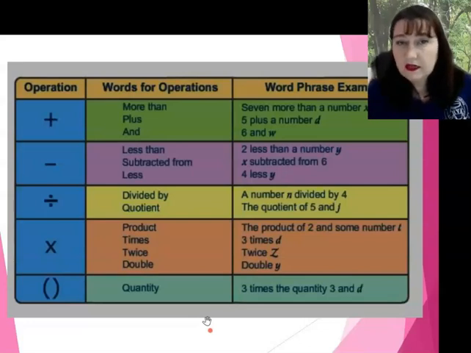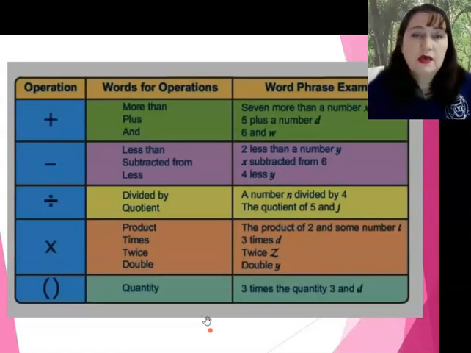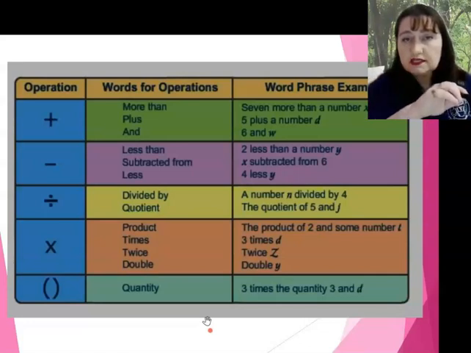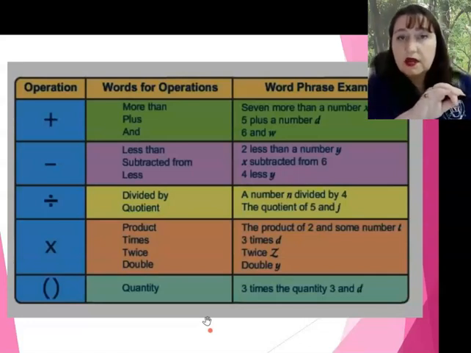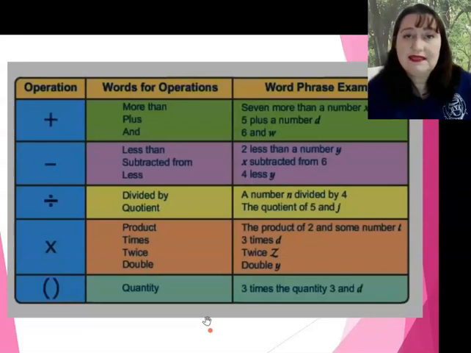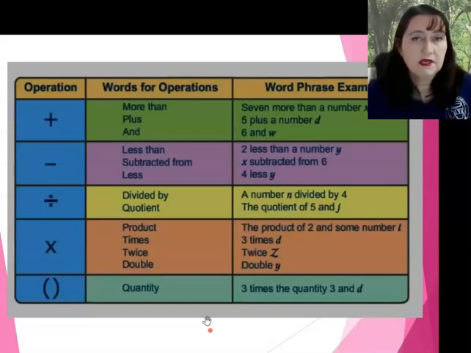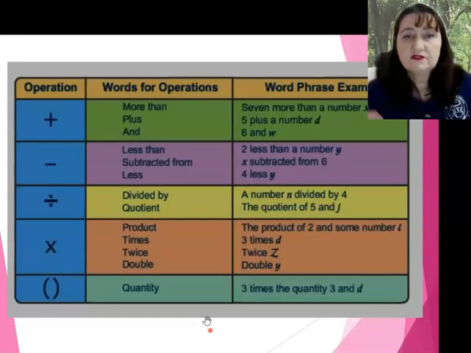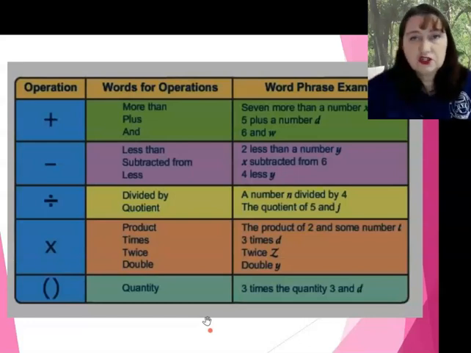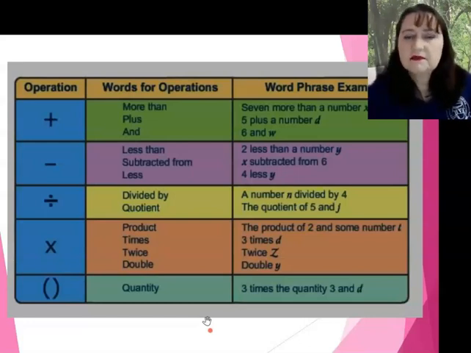Now, more than is a transfer word, so 7 more than a number means it's 7 plus x. So we call it a turnaround word. That means that the first number I say is actually going to be the last number that I'm going to write. So than is a turnaround word, like more than or less than. If I take 6 from a number, I'm going to turn it around and it's going to be at the end.